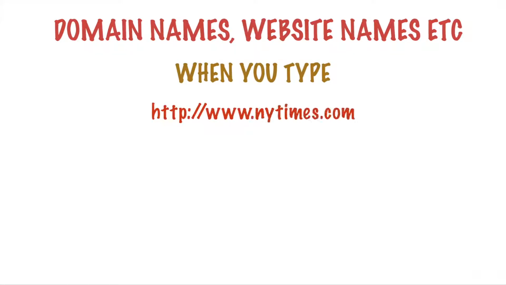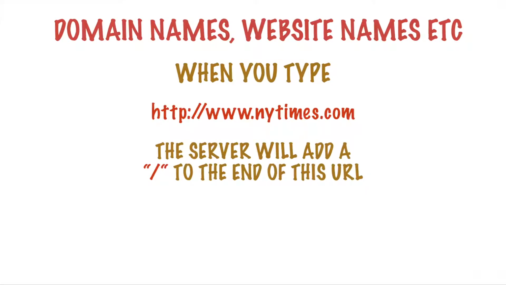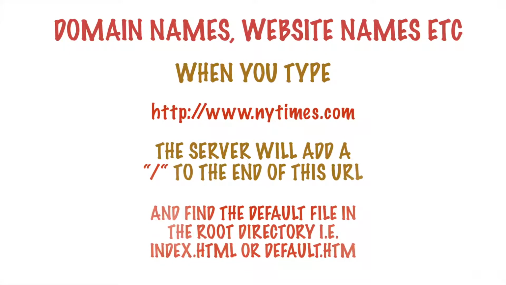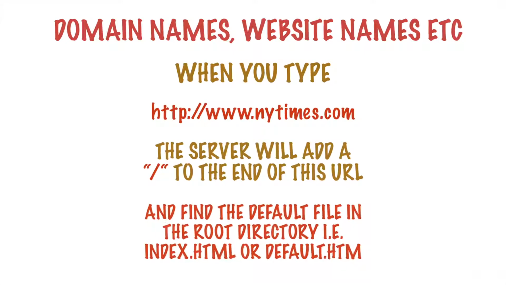There's one more additional bit. When you type in this URL, the server will add a slash to the end of the URL. This gives it a directory. It will then search in that directory for a default file. Default files are called index.html or default.html, and web servers know that anytime someone points to this directory, by default, they wish to see the index.html or default.html files.